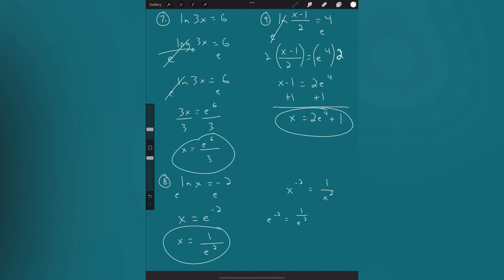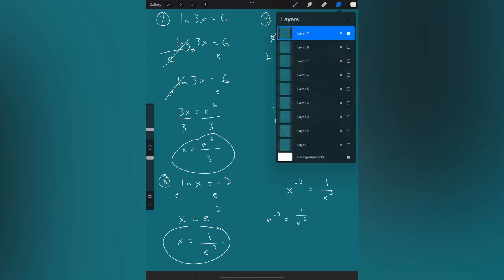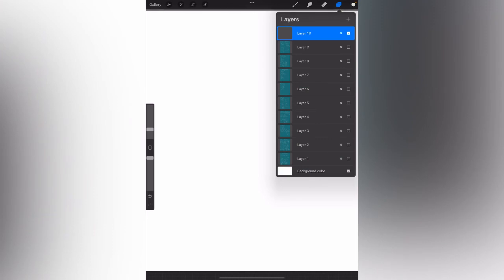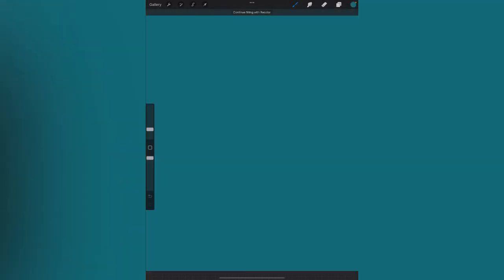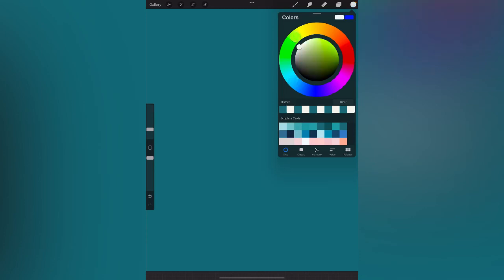All right, just 3 more problems, and we're all done. Number 10. I have e to the power of x equals 18, and the directions ask me to use natural logarithms to solve each equation.